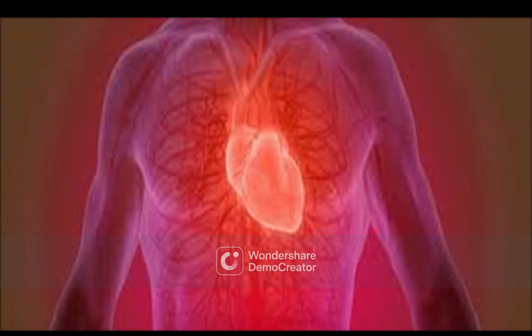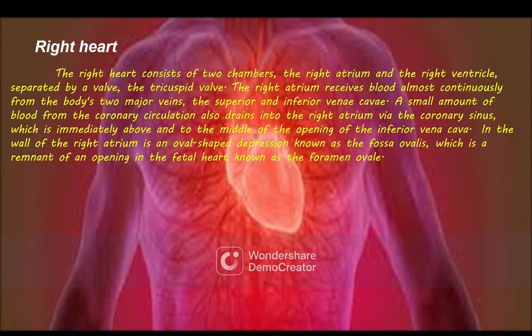After that, I'm going to talk about the right heart. The right heart consists of two chambers, the right atrium and the right ventricle, separated by a valve, the tricuspid valve. The right atrium receives blood almost continuously from the body's two major veins, the superior and the inferior vena cava. A small amount of blood from the coronary circulation drains into the right atrium via the coronary sinus, which is immediately above and to the middle of the opening of the inferior vena cava.